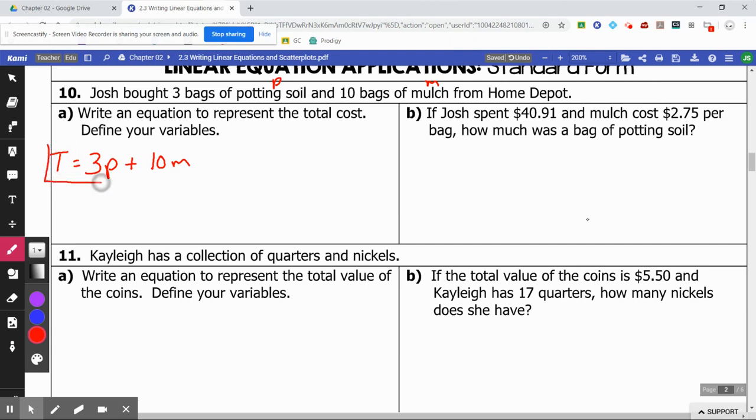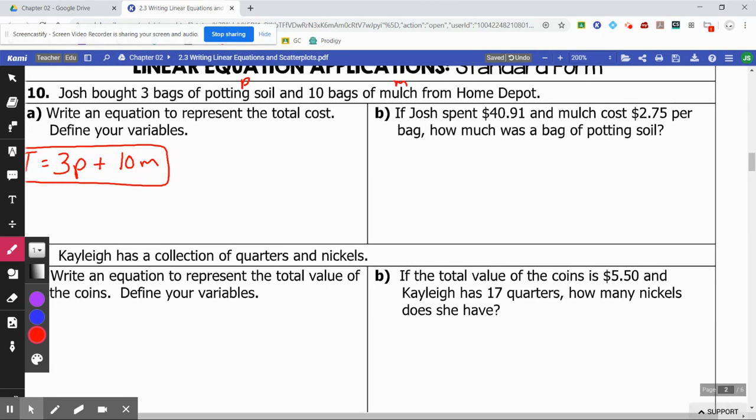Now, what we're doing in these is we're actually showing you a use for standard form. This equation, this linear equation, is written in standard form. If Josh spent $40.91, that would be a total.